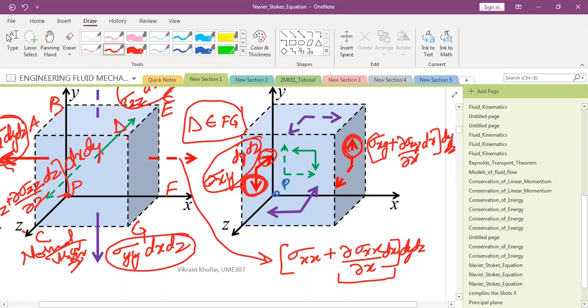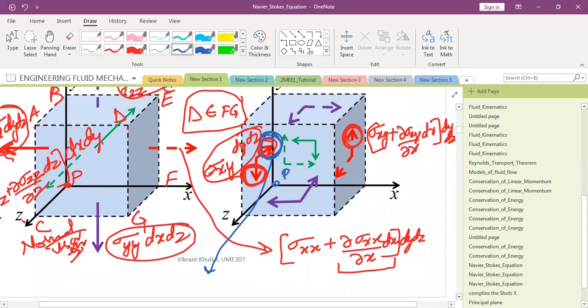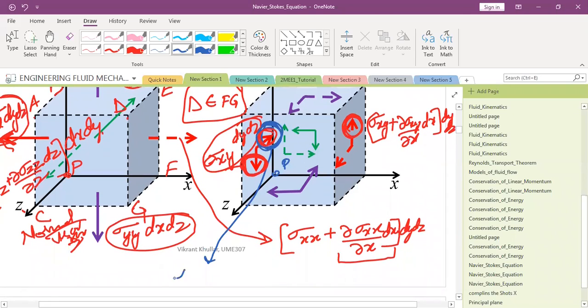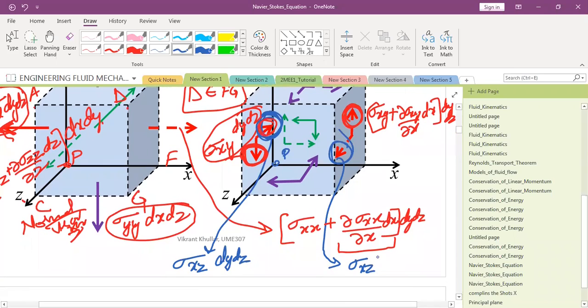What will this be? What will this value be? Sigma xz into dy dz. And what will this value be? Sigma xz plus curly sigma xz by curly x into dx dy dz. Likewise, I can do it for all the others as well.